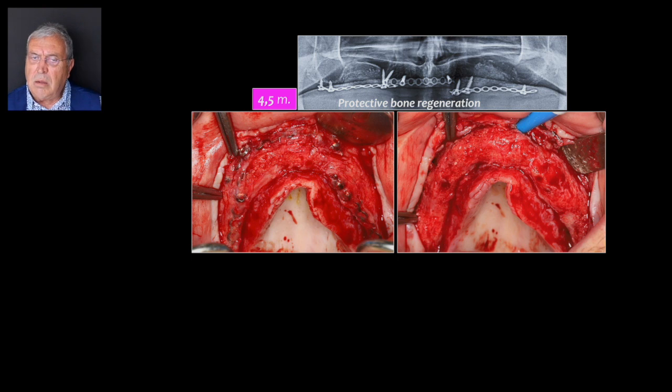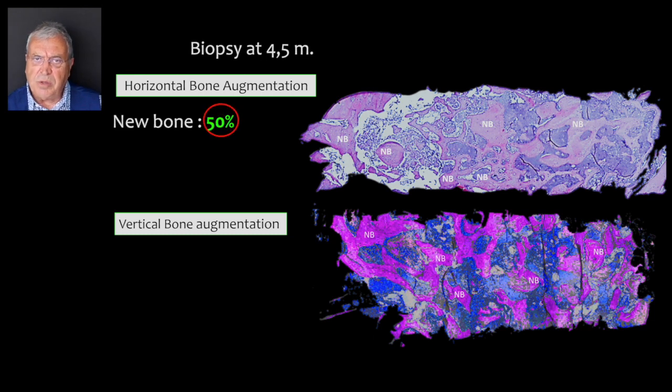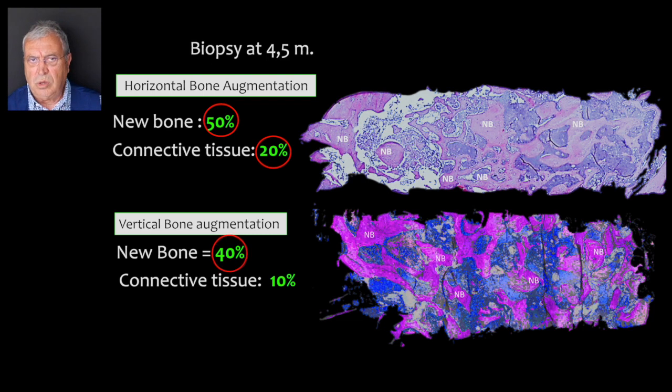But again, the implants are placed with a reduced torque. They are not loaded immediately. And when we respect the bone, we will have a very good quality, 50% of new bone, only 20% of connective tissue, despite the lack of the collagen membrane. In the vertical augmentation, only 10% connective tissue. What does it mean? If you are not inflammatory, you will not have connective tissue.